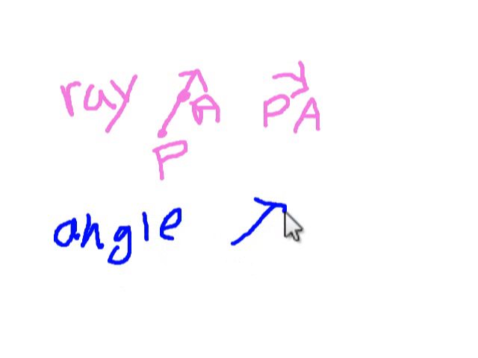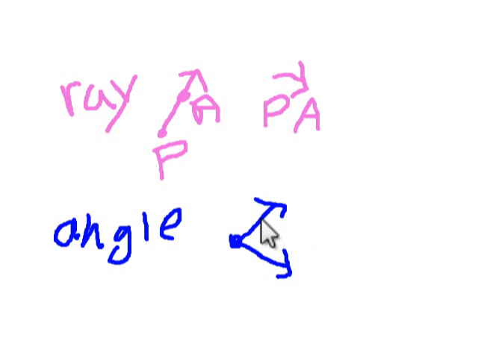Okay? Next we have an angle. And an angle is the union of two rays. So we're drawing an angle now. An angle is the union of two rays with a common endpoint. So here's one ray, and here's the endpoint, and here's another ray, and its endpoint is the same. Okay, so that's an angle.